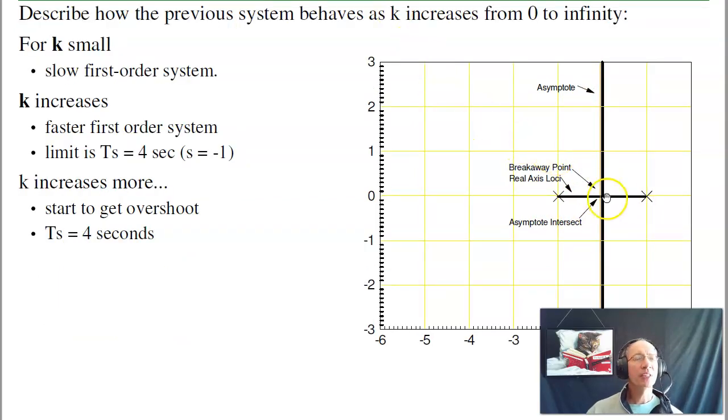Now what that tells you is that when k is small, I've got a real pole. As k increases, the pole moves left, and I get a faster and faster system. Still real, still no overshoot. Then I start getting overshoot. When I get overshoot, the settling time stays constant. The real part's constant. Settling time is always 4 over 1, 4 seconds. But the overshoot gets bigger and bigger.